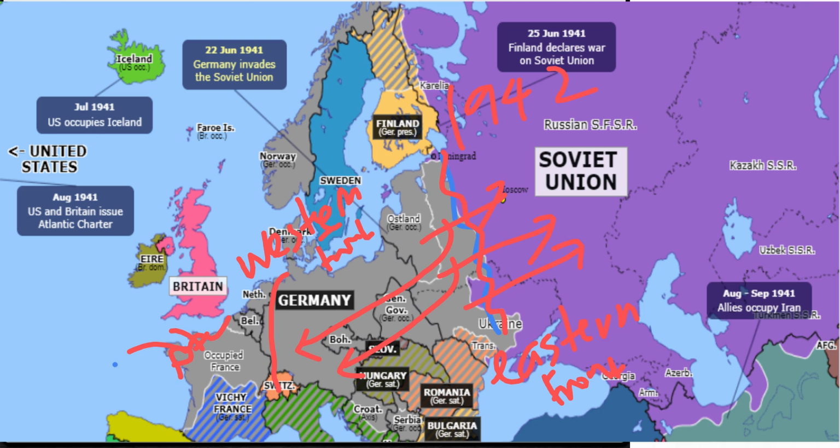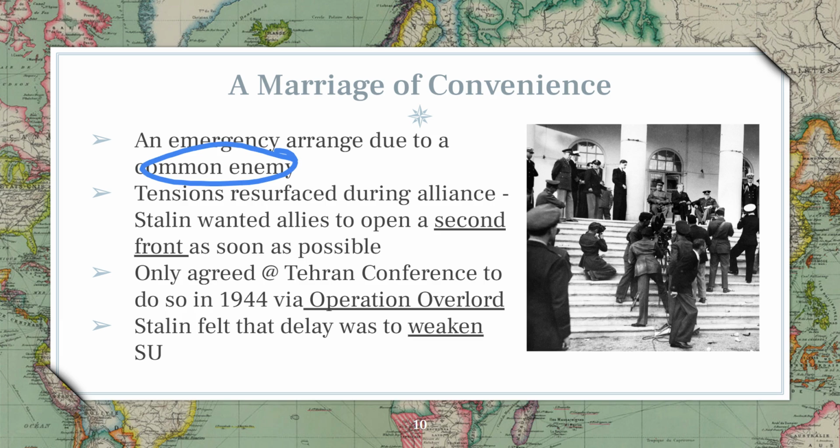From 1942, it went to 1943, still no second front. Only in 1944 did the D-Day landing happen. So this two-year wait caused the Soviet Union to really distrust American sincerity in wanting to help them fight the Germans. So even during the alliance, it was riddled with unhappiness. Stalin felt the delay was to weaken the Soviet Union.